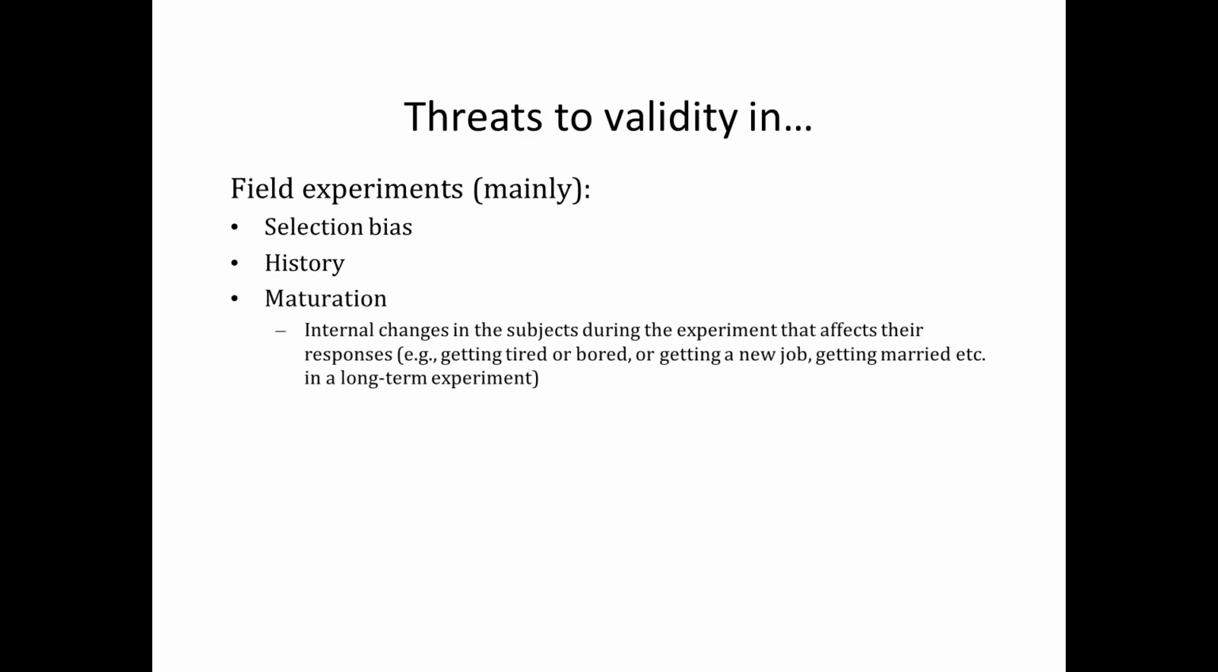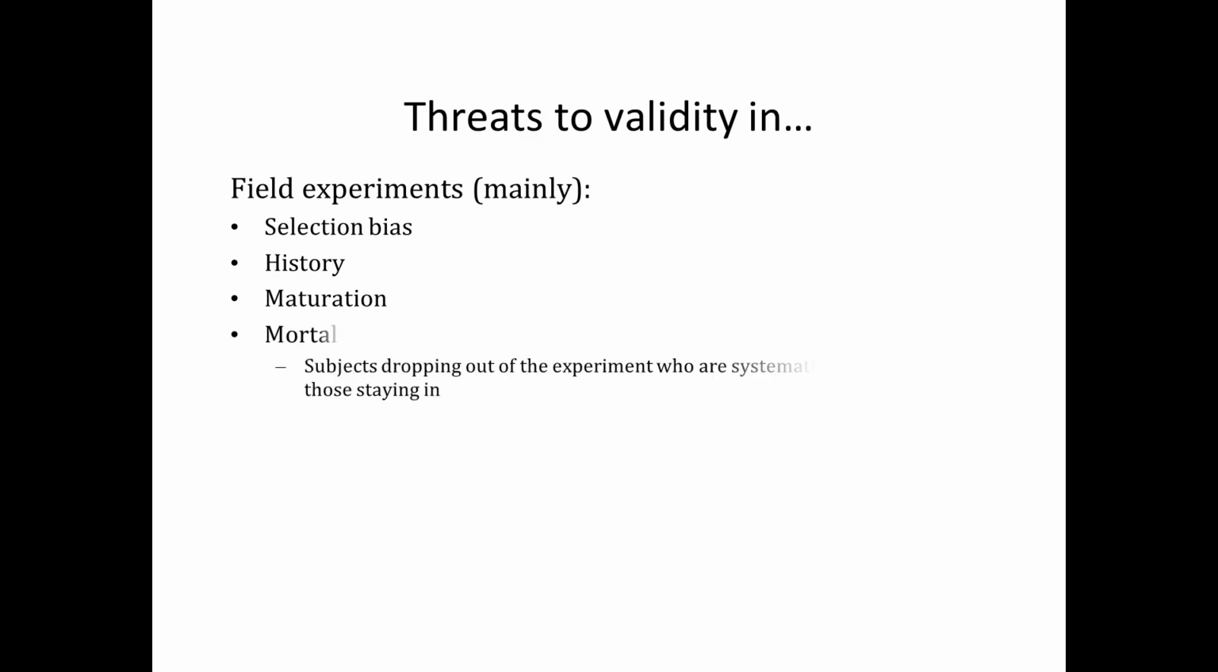Maturation occurs when subjects change during the course of the experiment. This is a function of the time the experiment takes. In a field study lasting months or years, subjects will get older and may experience changes in employment or health, or get married or have a child, any one of which may have an impact on their responses. In a lab study, the change can be in the form of feeling hungry, thirsty, bored, tired, etc., which can also affect their responses.